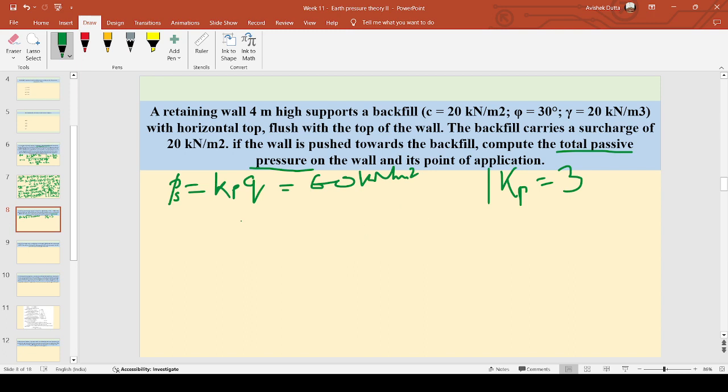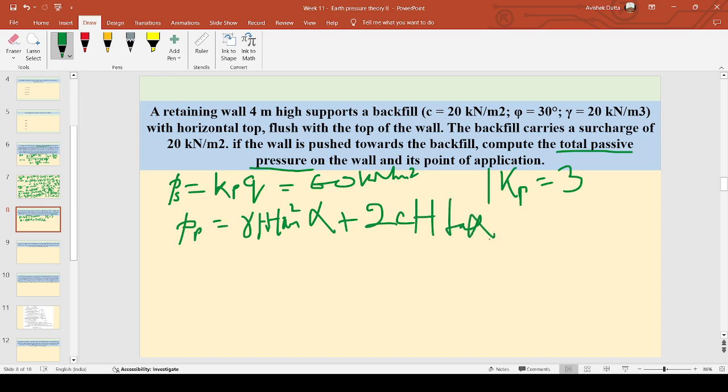Now, for the passive pressure intensity, how can we write the passive pressure intensity for the soil? Pp is equal to gamma H tan square alpha plus how much? 2CH tan alpha, isn't it? Gamma H tan square alpha plus 2CH tan alpha. Am I right? Yes, sir. So alpha is 45 plus phi by 2, 45 plus 15, that is 60. Tan 60 is root 3 and tan square 60 is 3, isn't it? Tan square alpha is 3.